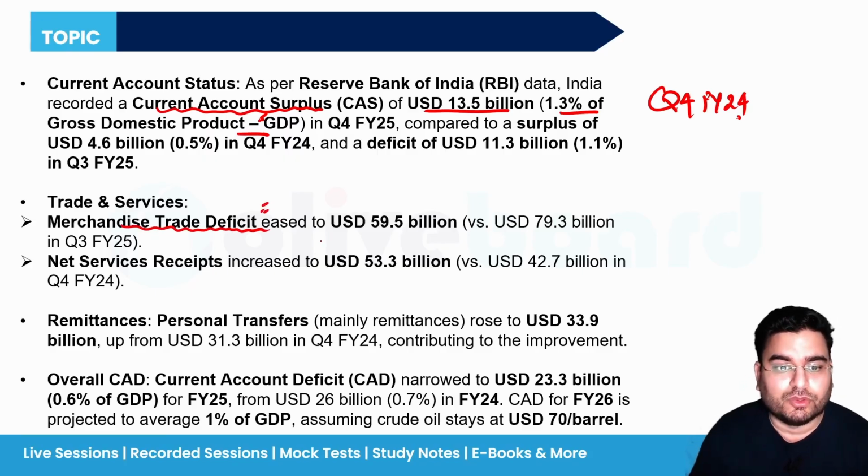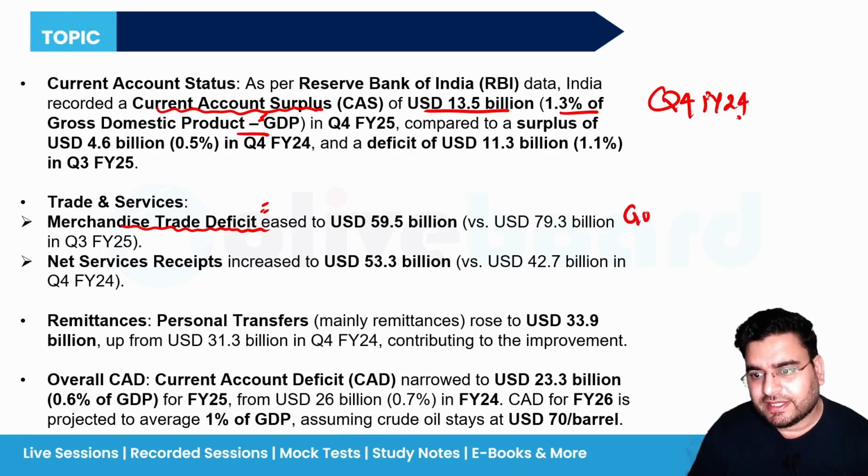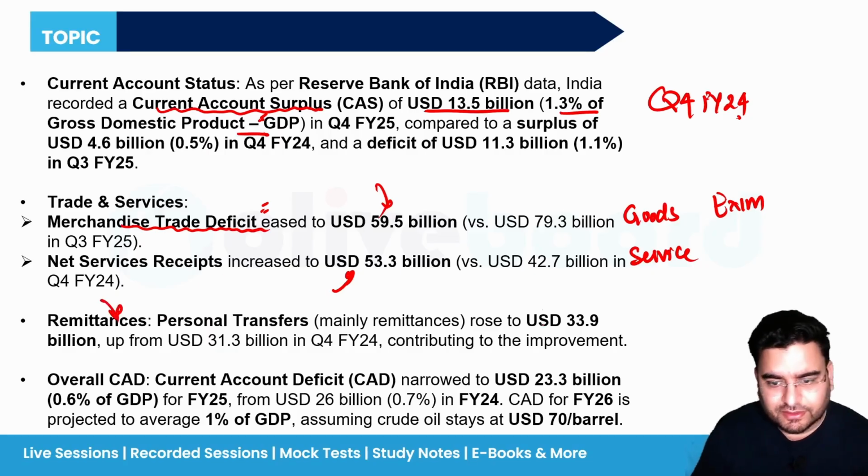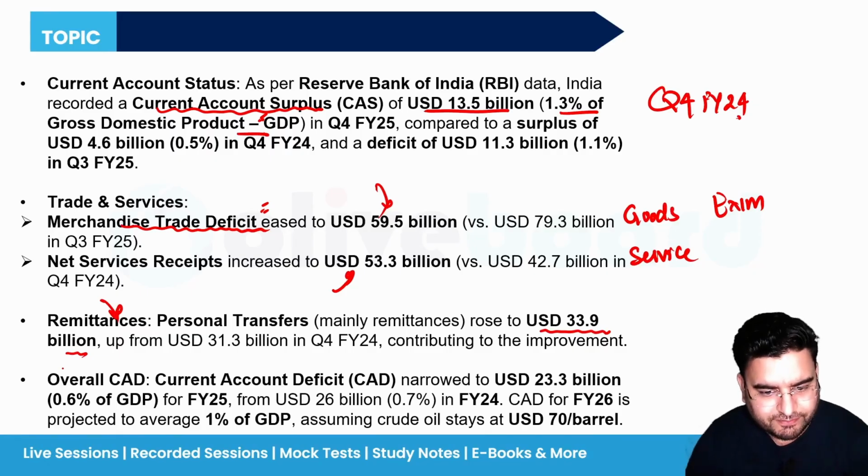Okay, merchandise means goods. Either we can do export import of goods like pen, pencil, clothes, or we can do import export of what? Services, right? So you can see the merchandise trade deficit has decreased. Also our service receipts have increased, right? Also the remittances have increased to $13.9 billion. Clear? So please remember this thing.